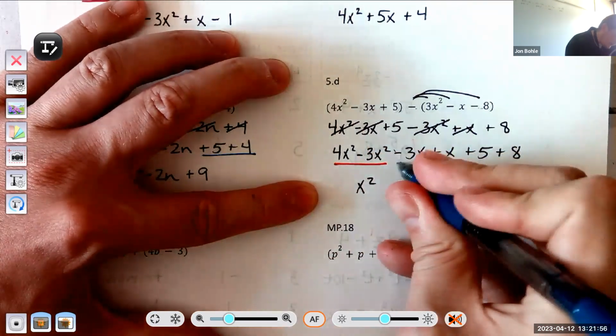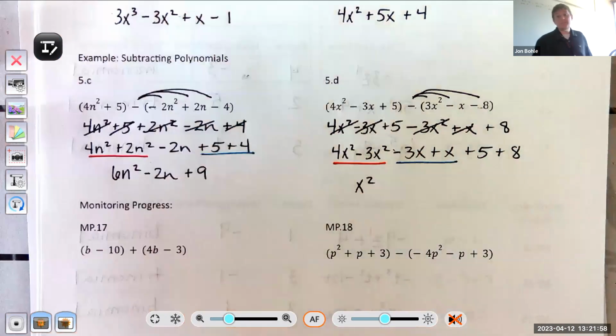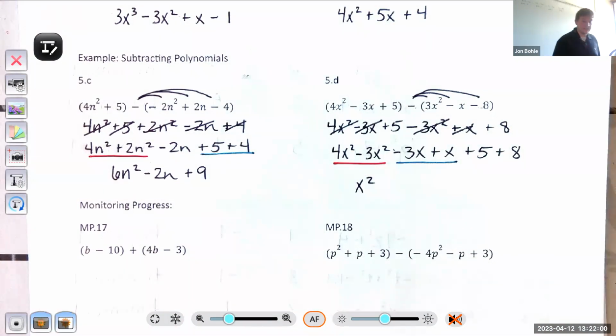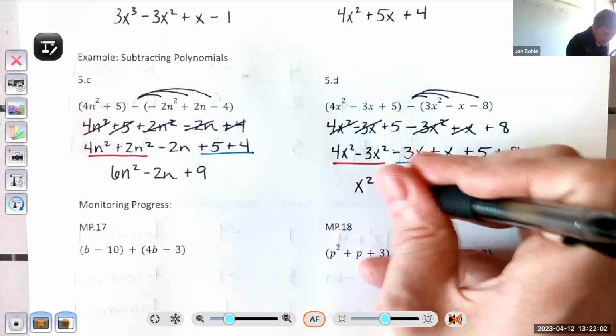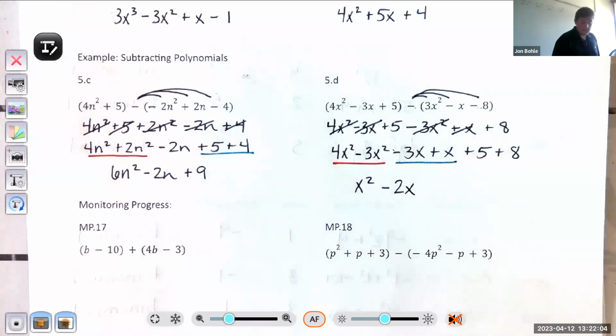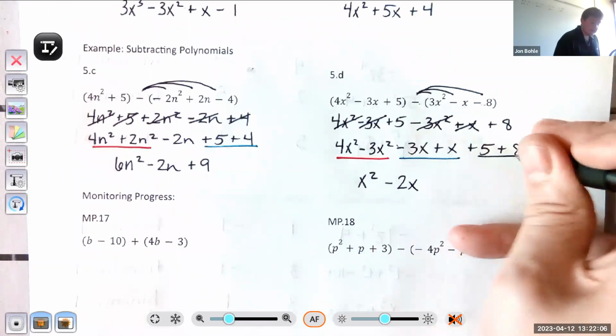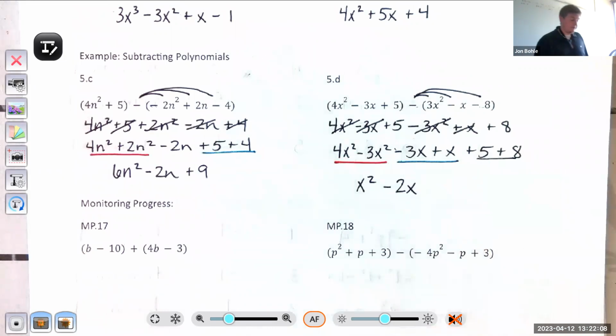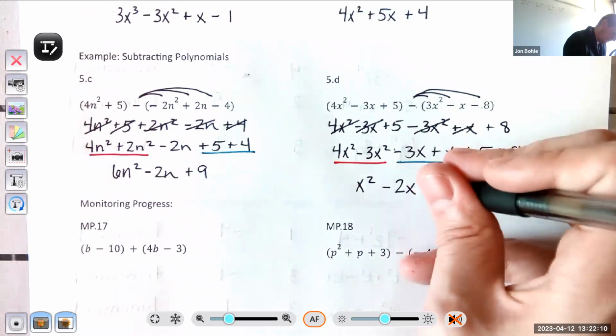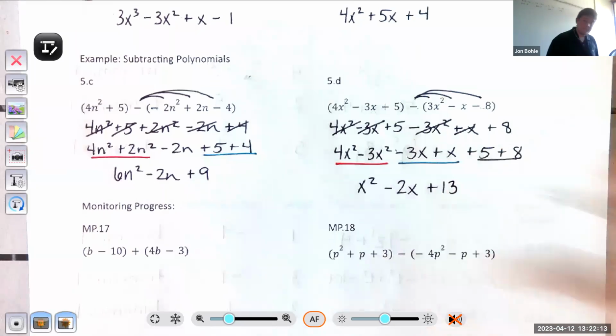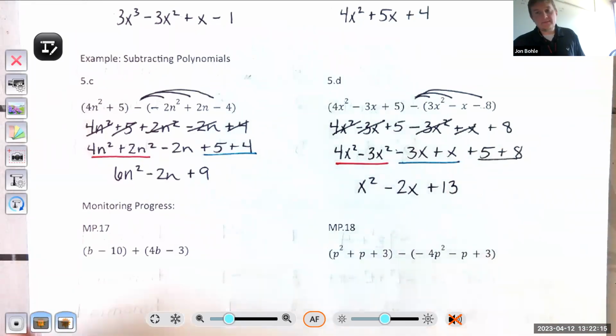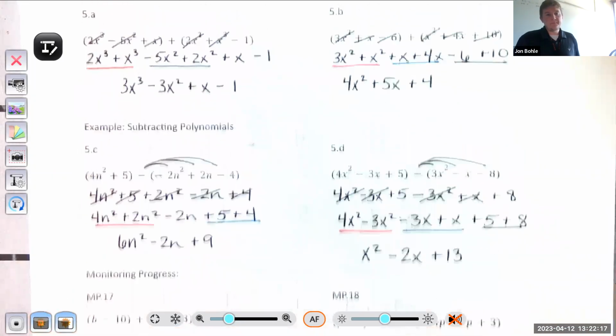Okay, -3x plus x. -3x plus 1x. -3 plus 1 is -2. So this is a -2x. And then 5 and 8. 5 plus 8 is 13. And that is how you add and subtract polynomials, okay?